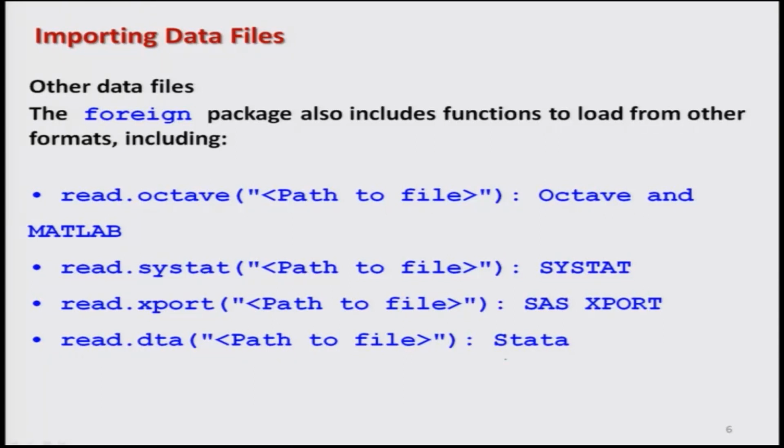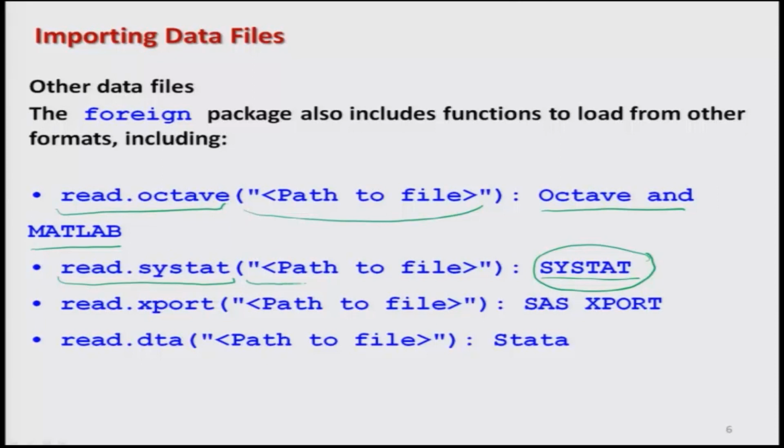So, for example, in case you want to read a file from Octave and MATLAB software, then the command is read.octave, and inside the argument you have to give the name of the file including the path inside double quotes. Similarly, if you want to read a data file generated from Systat, another statistical software, then you use the command read.systat, and give the file name and its path inside double quotes in the arguments, and then you can read it.